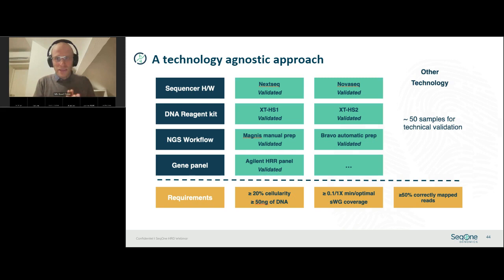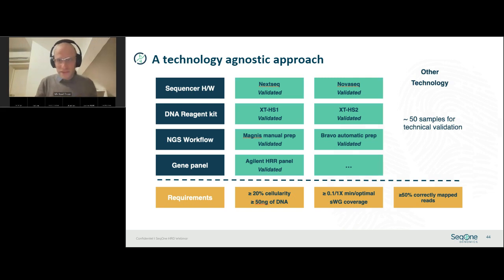And right now, the clinical validation has been performed with the Agilent panel to determine BRCA1 and BRCA2 variants, but it can be done with another panel for labs which have a custom panel, for example. We need a technical validation step with 50 samples to validate another panel. And in terms of requirements, as I said before, we can handle 20% of cellularity, at least 50 nanograms of DNA, a minimum of 0.1x for coverage, and 1x is preferable and more optimal. And we also have a quality check to verify that the quality of sequencing is good enough.